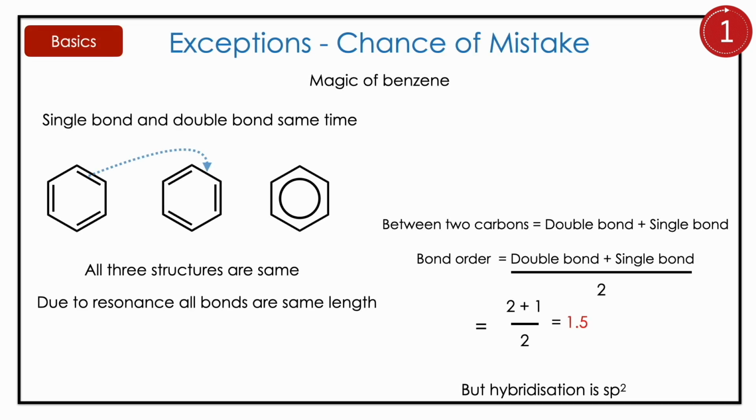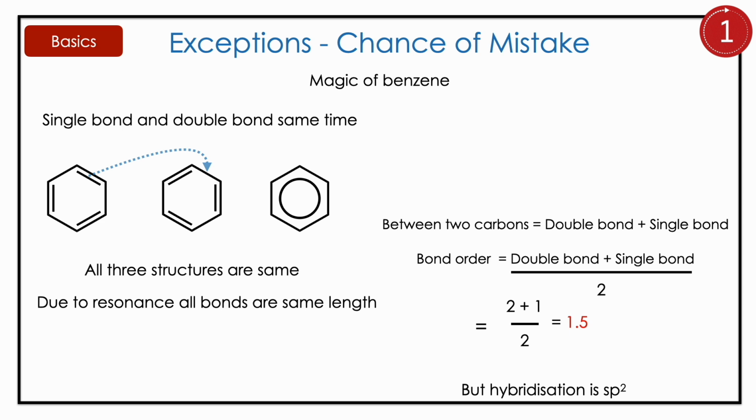Then the interesting case, they may ask the bond order of benzene. In benzene, the electrons are always rotating. It is like alternating single and double bonds. If you choose the double bond, it will become a single bond in a second. So it is always written as circling electrons.